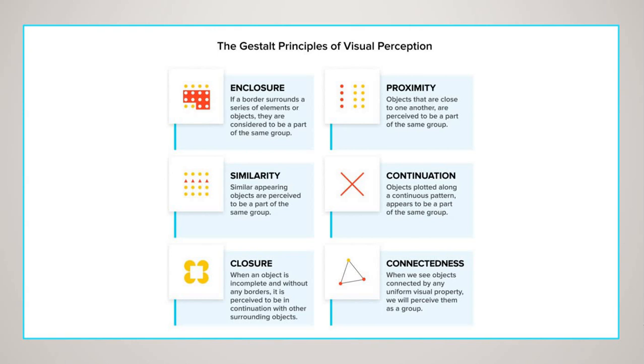And then continuation, objects plotted along a continuous pattern appear to be a part of the same group. Okay, dari segi continuation. Connectedness pun sama. When we see objects connected by any uniform visual property, we will perceive them as a group. Okay, ini adalah ciri-ciri yang menjadi faktor untuk kita menafsirkan sesuatu itu sebagai satu kumpulan, satu group. Okay, the same group, as a group dan sebagainya.